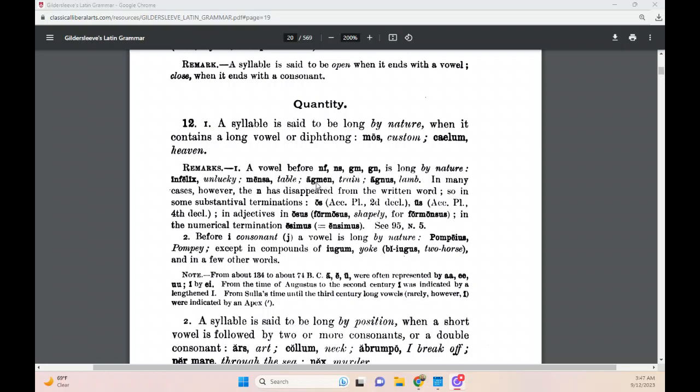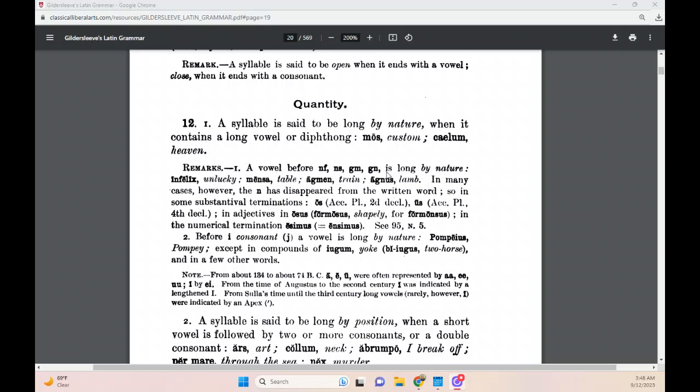So this will be a long syllable because it contains a long vowel by nature. Agmen, agmen. And here's another A before GN, agnus, agnus. All right, so some vowels are long and they're marked long, as we saw in mos. Diphthongs are treated as long vowels, but vowels that come before these pairs of consonants are also considered long vowels. All right. Again, helpful to know this.